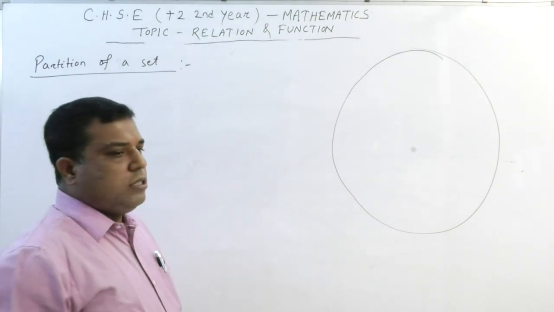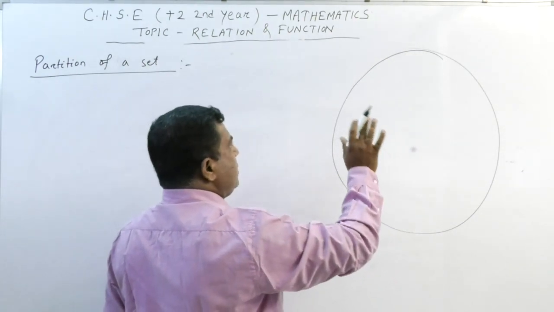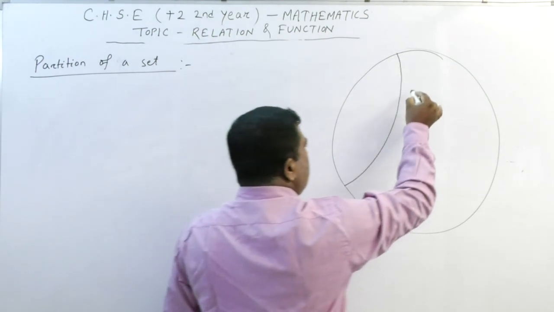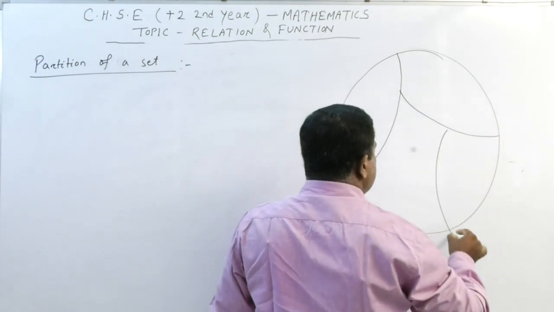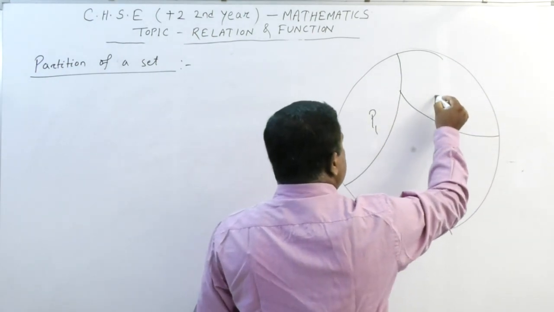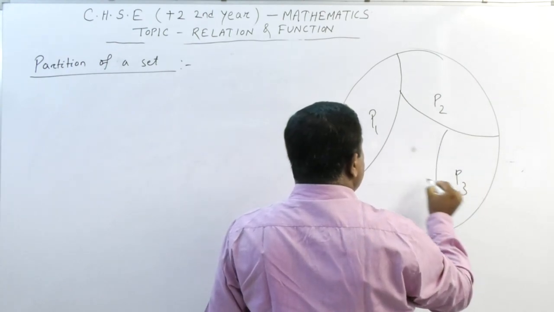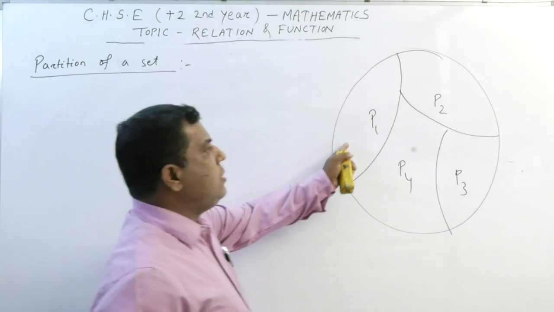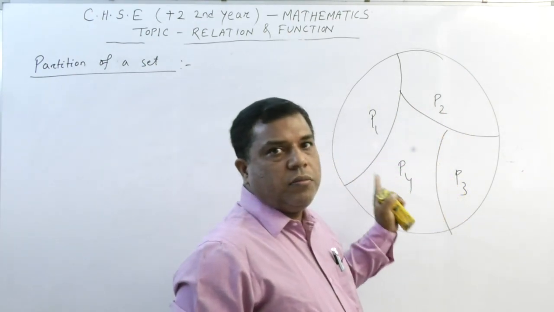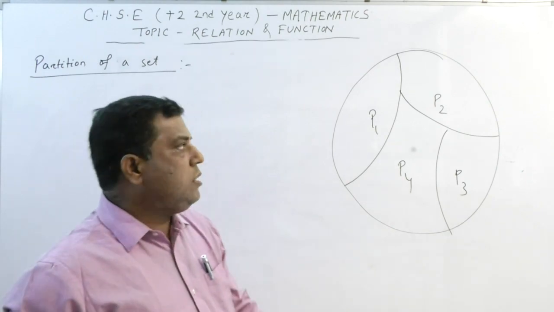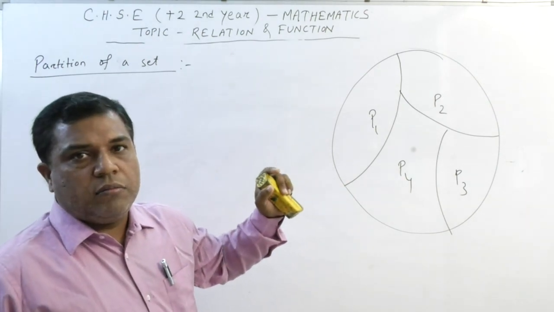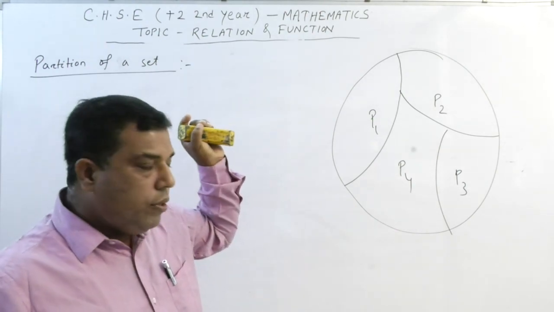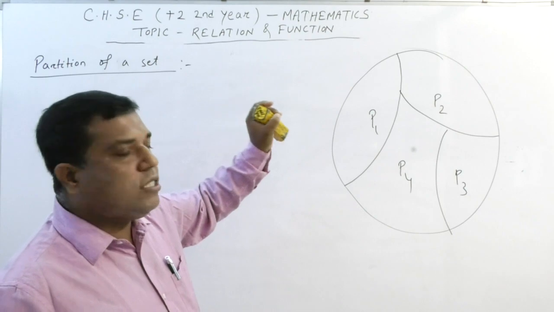The theory says that suppose there is a set, and we partition it into subsets. One is P1, another is P2, another is P3 and another is P4. Then each one is called a partition of that set. But we have to look at it carefully as it has some properties.